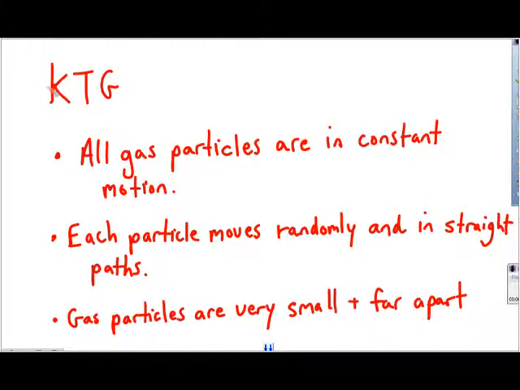So KTG, Kinetic Theory of Gases, abbreviated. First statement, all gas particles are in constant motion. If you look at the atoms making up a gas, they're constantly moving. They're not stationary. How are they moving? Statement 2, they're moving randomly. You cannot predict which direction a molecule is going to move. They're moving in a straight path, constantly moving very quickly, very rapidly in a straight line.